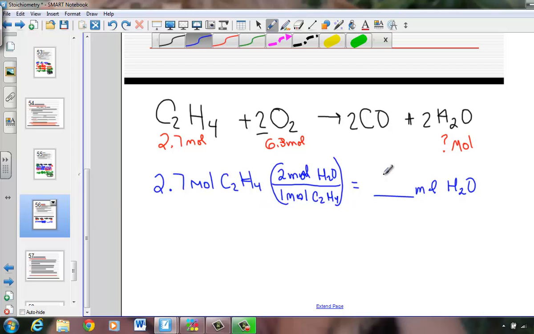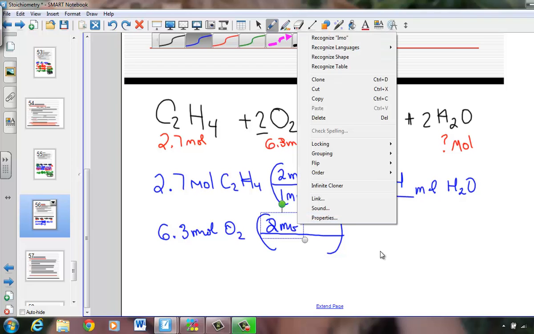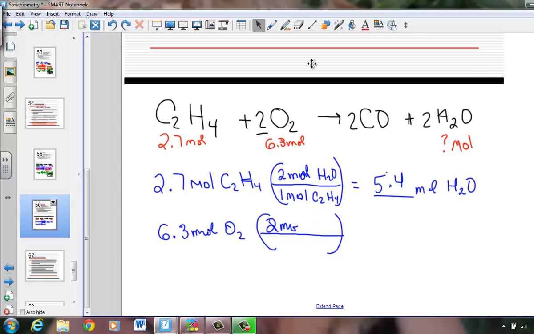And what does that come out to be? 2.7 times 2 was 5.4. There, I got it. 5.4 moles, one possible answer. Do a separate journey. Suppose we started with 6.3 moles of oxygen. We have a different ratio now because we have a different comparison. We have a 2 mole of water target.